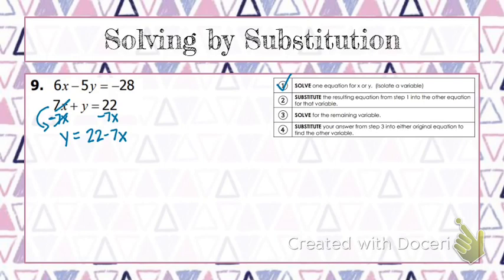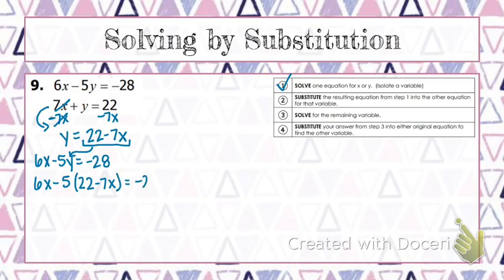Now we want to substitute that into the other equation. So we're going to take everything that y equals. Here, let me rewrite the other equation. 6x minus 5y equals negative 28. We're going to take all of this and plug it in for y. So we have 6x minus 5 times all of y, which is 22 minus 7x, equals negative 28.